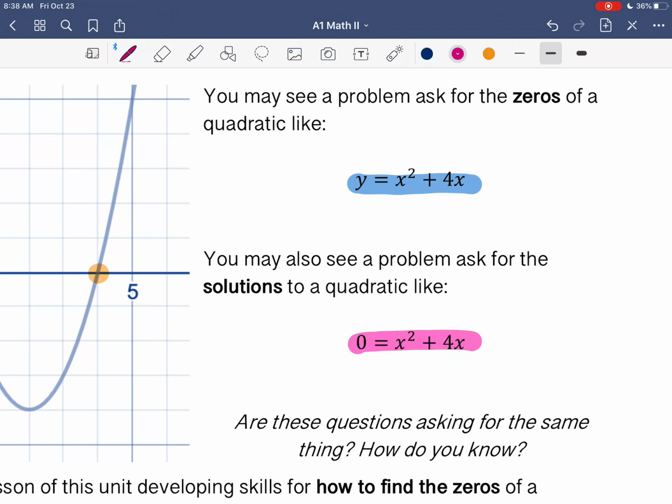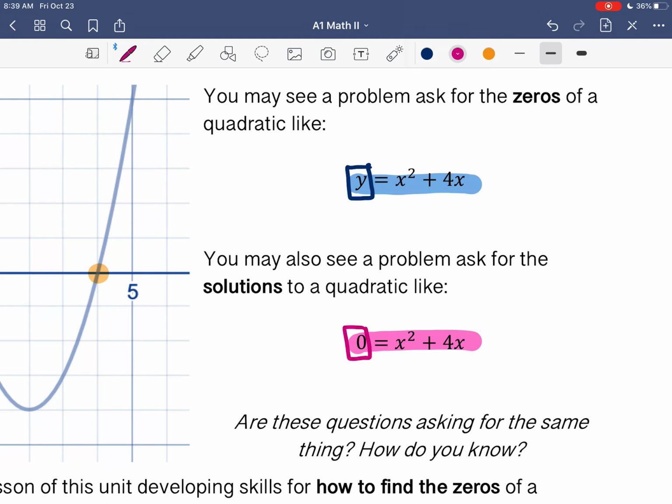So notice here that on this equation we have y equals, and it's asking for the zeros. On this equation we have 0 equals, and it's asking for the solutions. So essentially those two things are asking the exact same thing. They're just asking, where does the graph cross the x-axis? So there's a lot of different ways we can be asked that question, and most of them require the same kind of work.